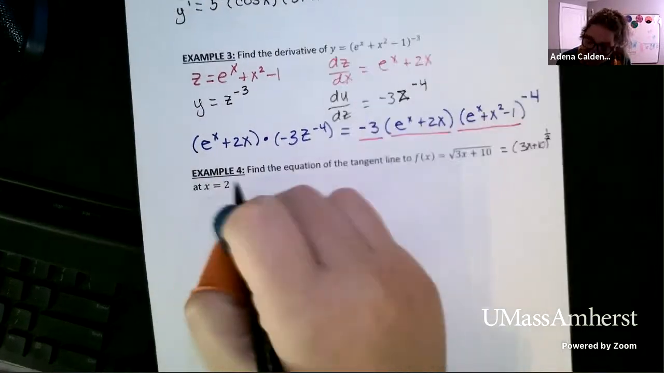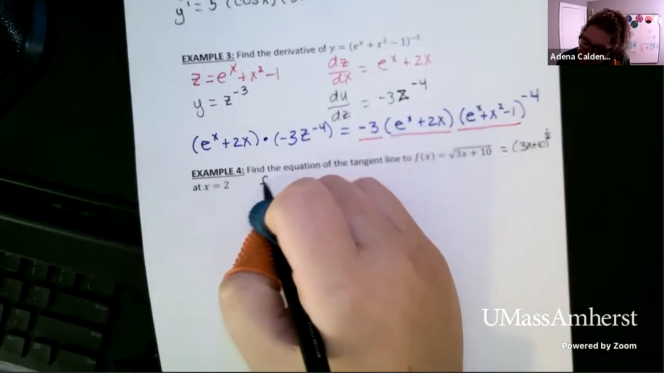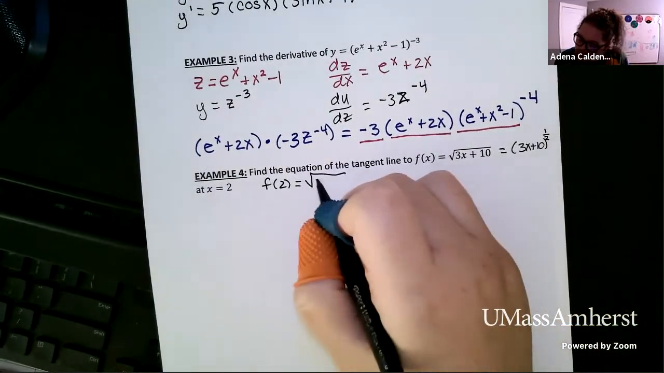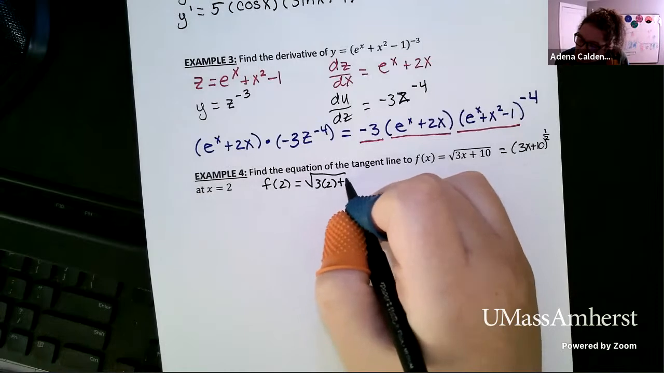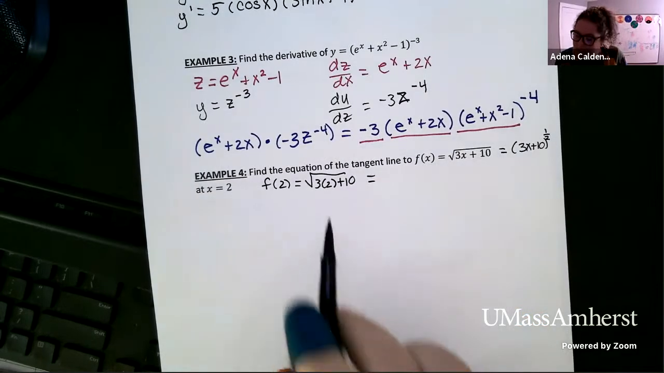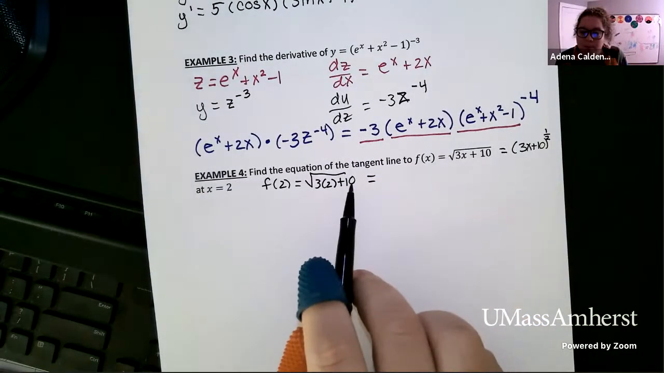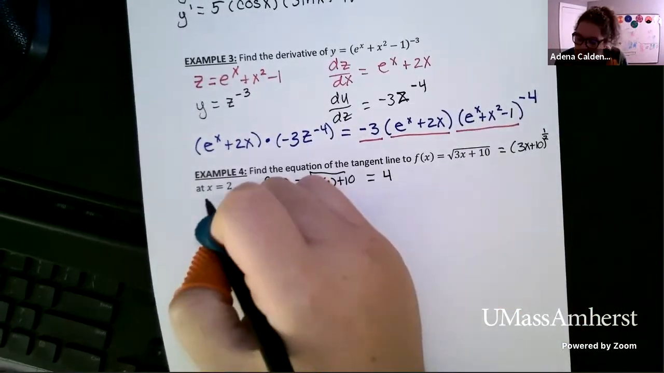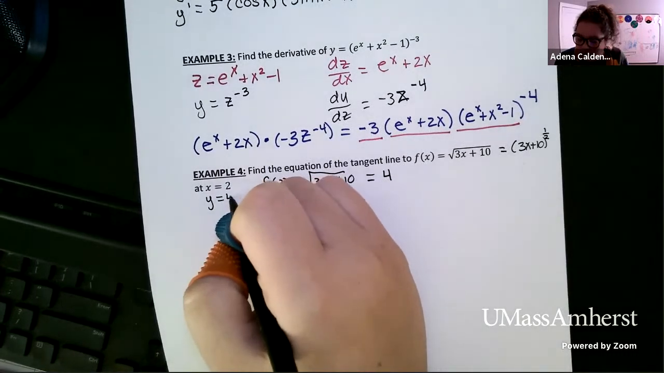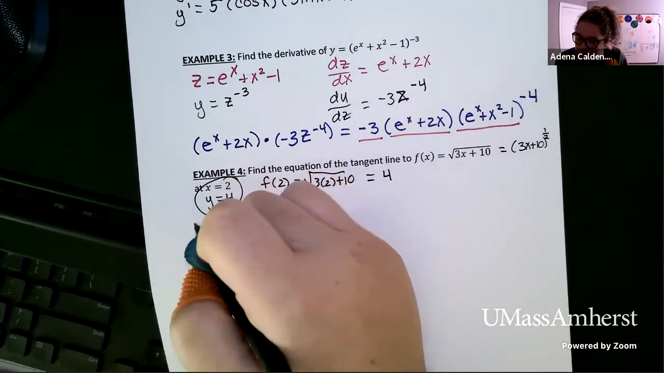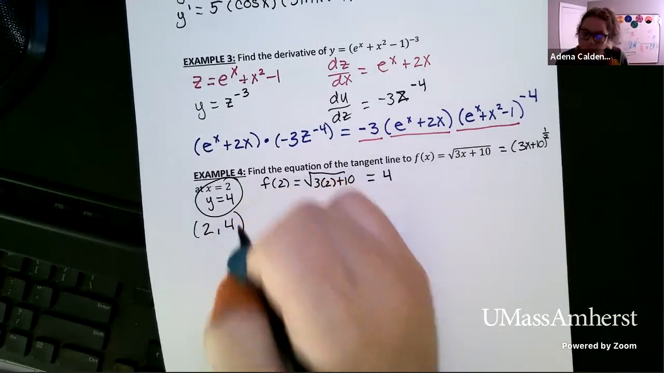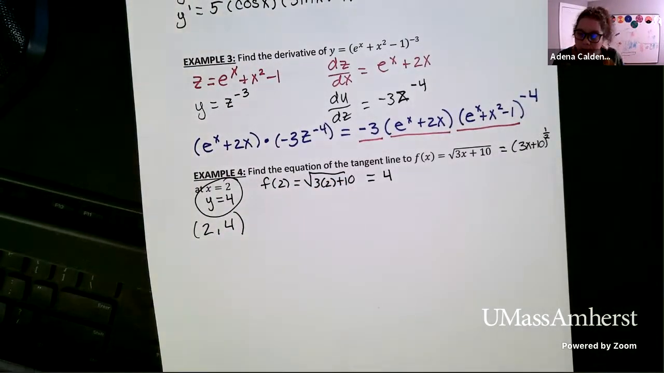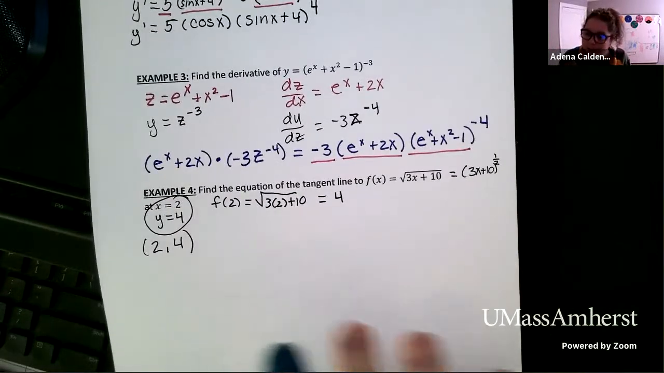So to find the y value here, we're going to plug a 2 into our function. So if we plug in a 2, we get the square root of 3 times 2 plus 10. Okay, so 3 times 2 is 6, plus 10 is 16. The square root of 16 is 4. So when x equals 2, y equals 4. So my point here is the point (2, 4). I also need the slope. So that's where the derivative comes in.